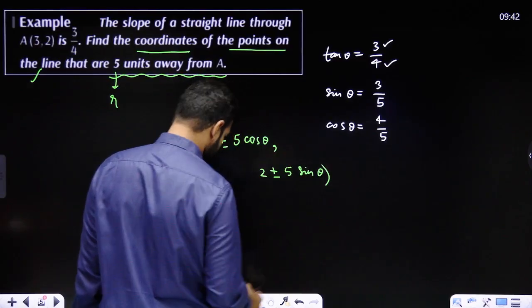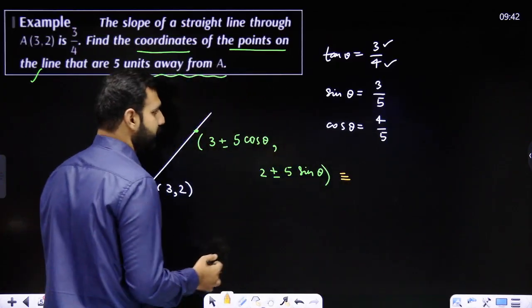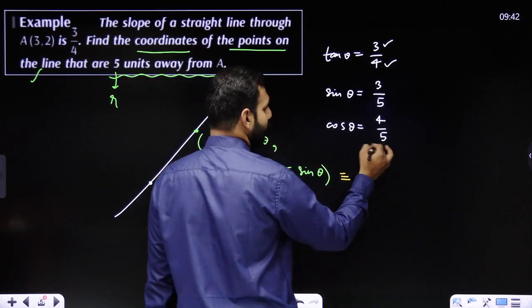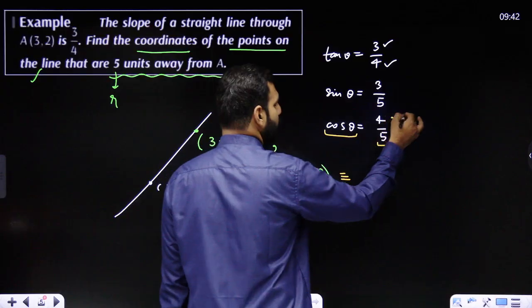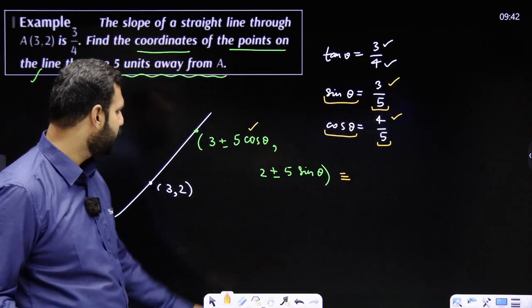I hope you are realizing this very clearly. Now, if I were to write the final answer to this question, I hope you all can see it very clearly, 5 cos theta, we know the value of 5 cos theta is 4, and we know the value of 5 sin theta, which is 3. So I can substitute these values directly over here.